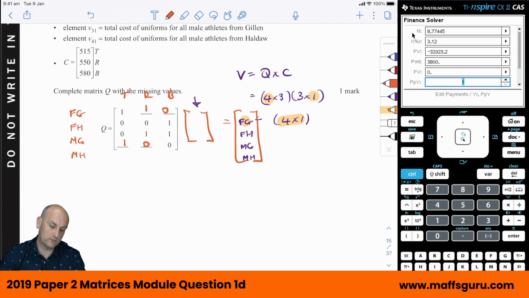Okay, so 1, 2, 3, 4, 5, 6, the numbers all add up. If you want to know what I've just done there, I've just added those ones together.